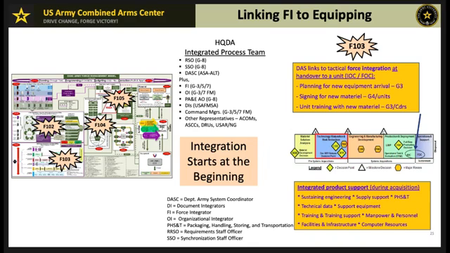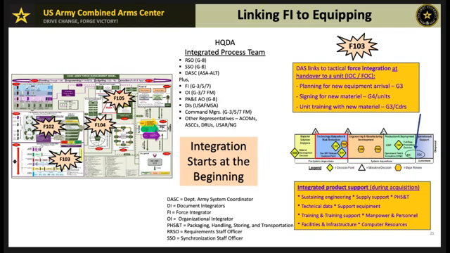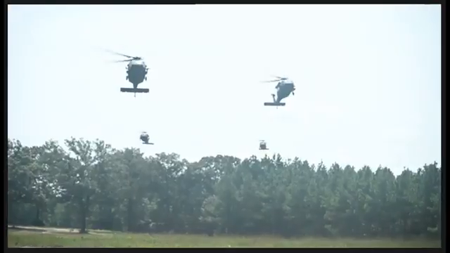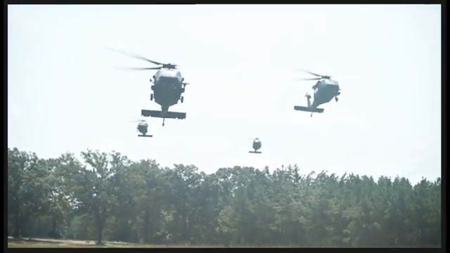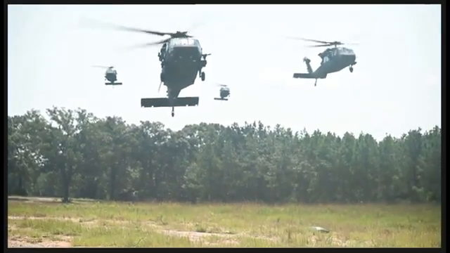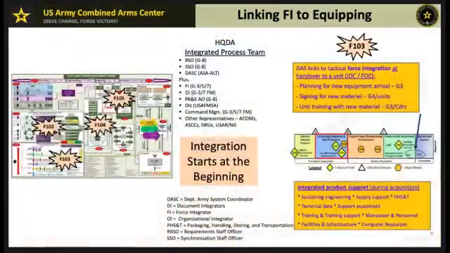The process includes integrated product support, which addresses key areas such as sustaining engineering and supply support, technical data and facilities, training and manpower, resources, and infrastructure. Now, force integration ensures new systems and equipment are synchronized with personnel, training, and sustainment requirements. This approach helps the Army remain agile and ready by aligning all necessary resources from the start to ensure smooth fielding and effective operational use.